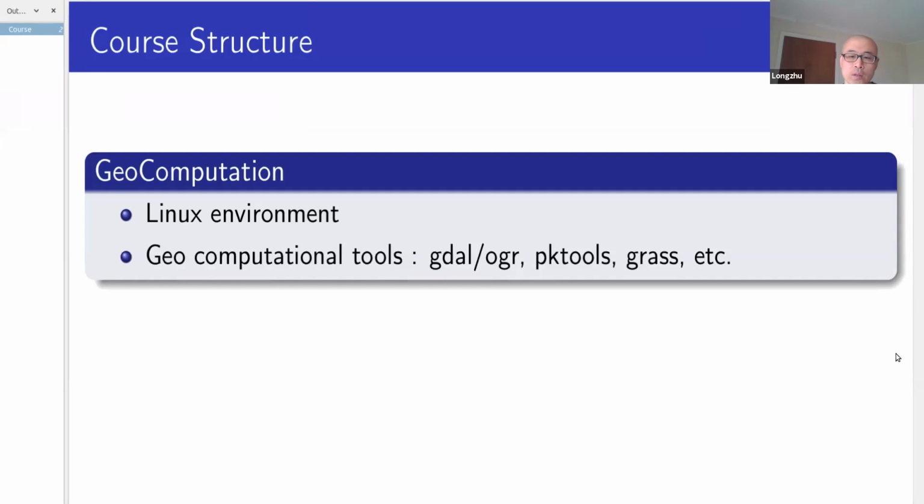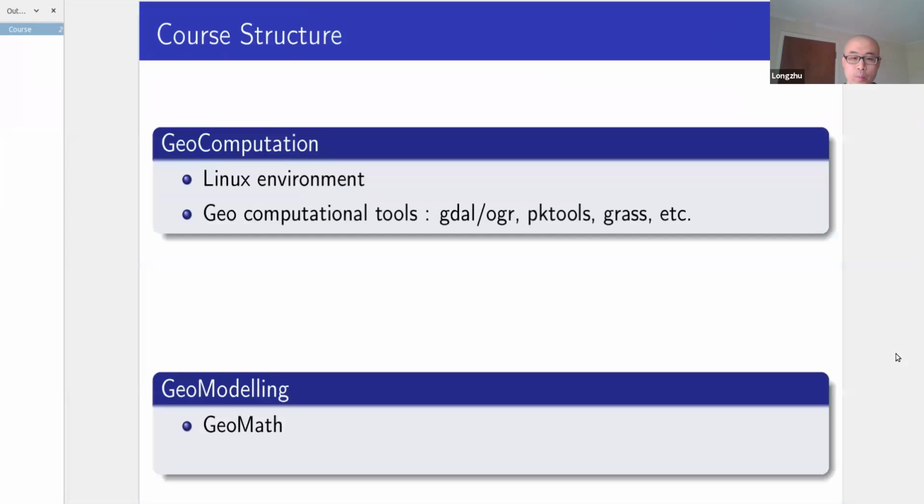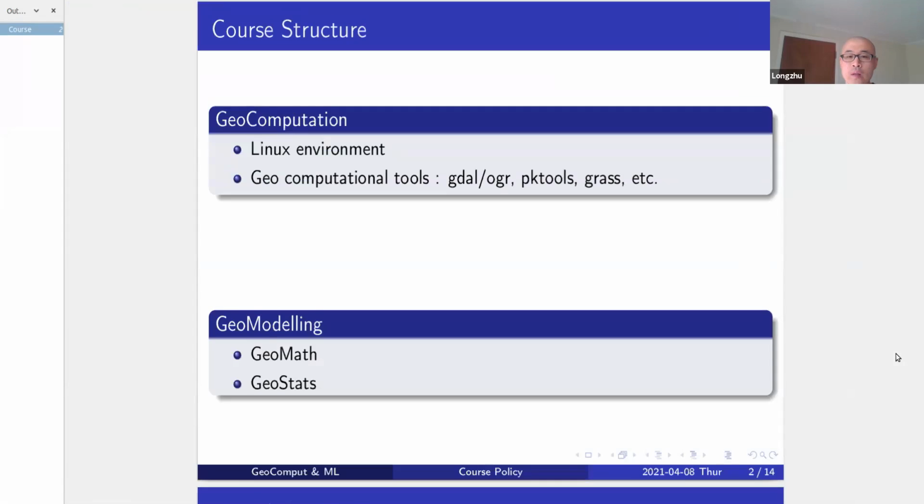Basically, that's considered part of the computational component of the course. Of course, we also want to cover modeling, mostly two parts: geomathematics and geostatistics. And in between, we emphasize geocoding. Primarily, we will use the Python language that will connect the computation and the modeling parts together. So that's basically how the course looks at a high level.